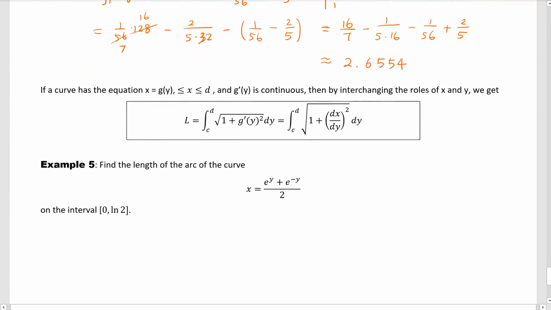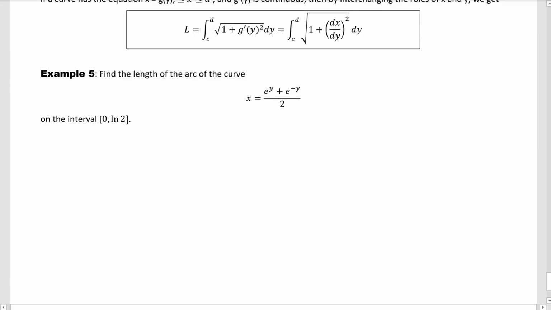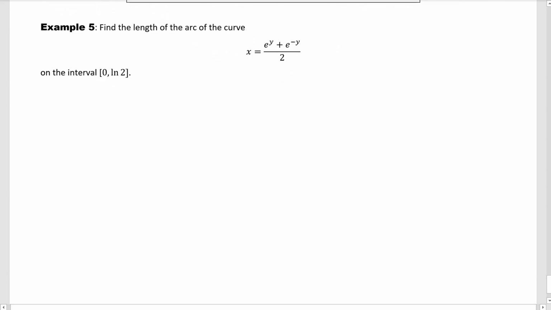So if a curve has an equation x is a function of y, we have the same idea, just simply replace x by y. So we have an integral with respect to y, and then we take the derivative of x with respect to y. So we have dx dy instead of dy dx. Okay, so let's see this example. All right. So I will recommend you to separate them first.